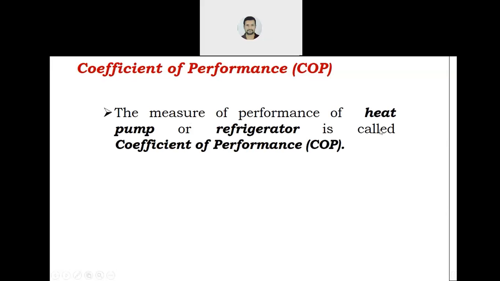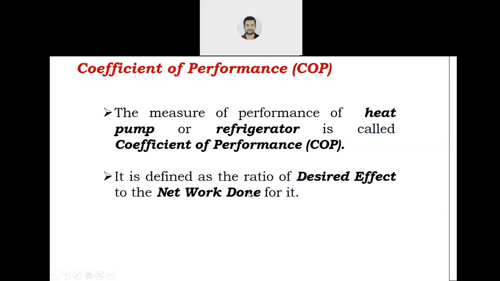See, the measure of performance of heat pump or refrigerator is called coefficient of performance, in short COP. COP or coefficient of performance, both are same. It is the ratio of desired effect to the net work done. Correct? Note down this thing. Next, formula of COP: desired effect per net work done.